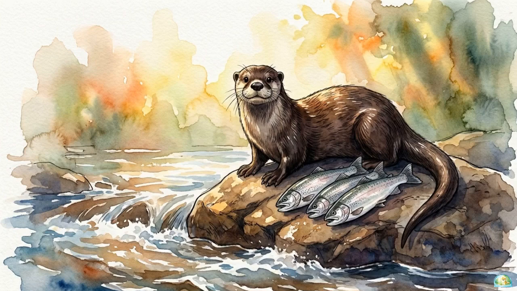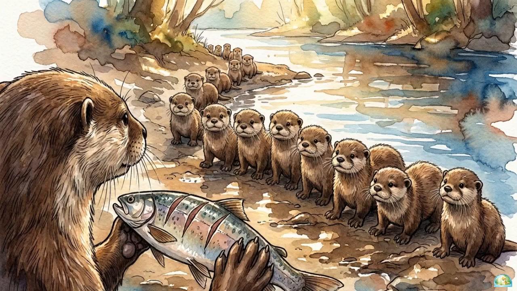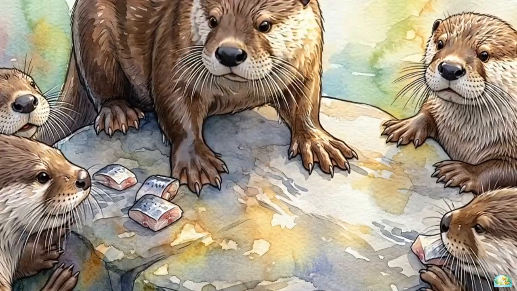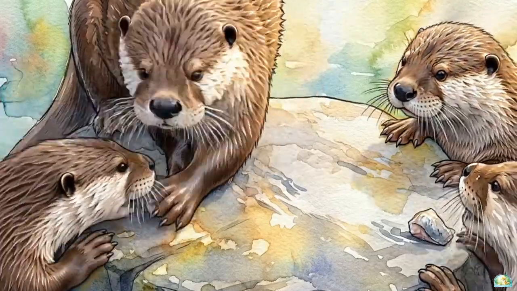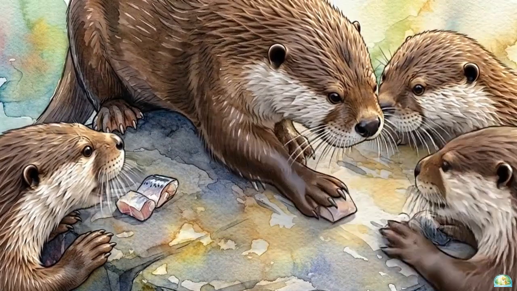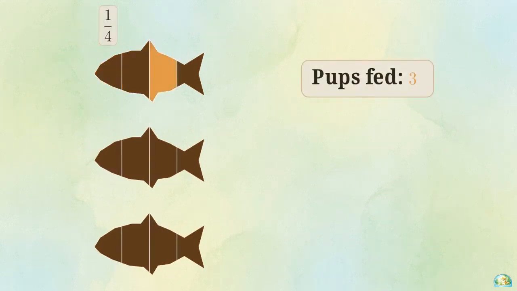Sedge has 3 whole fish and needs to determine how many pups he can feed if each requires exactly a 1/4 fish serving. He portions out those specific quarter servings, using his paws to carefully slide the fish across the flat rock to the hungry pups. We can map out the distribution here. With 4 quarter servings per fish across 3 fish, Sedge can feed 12 pups.